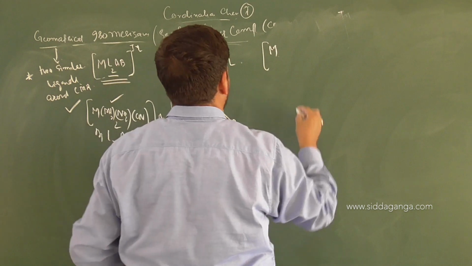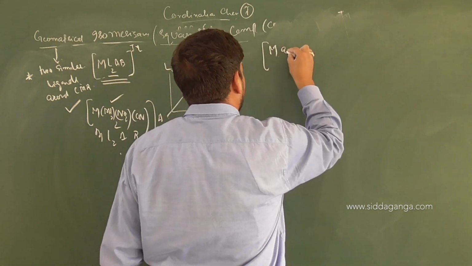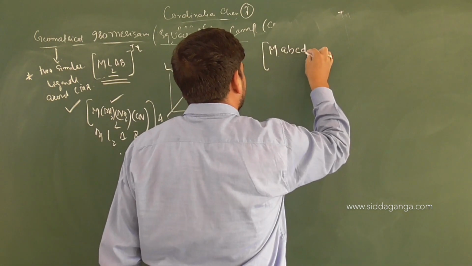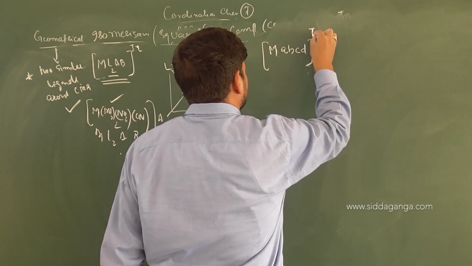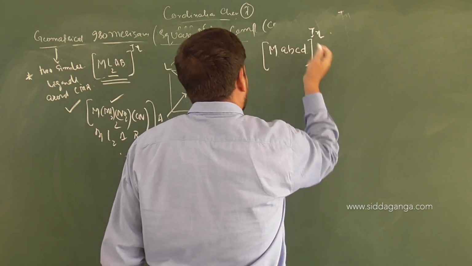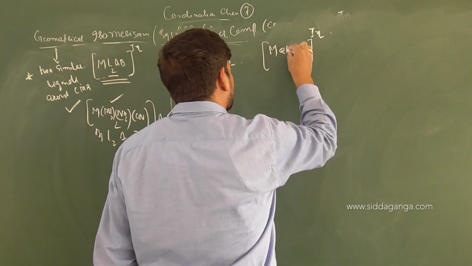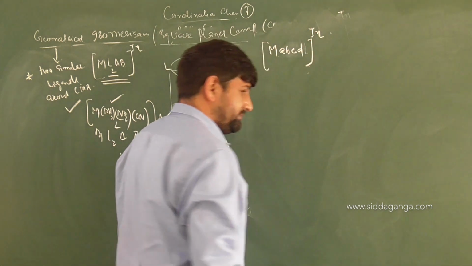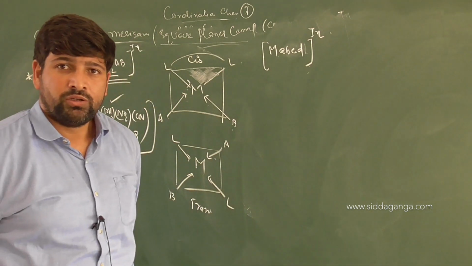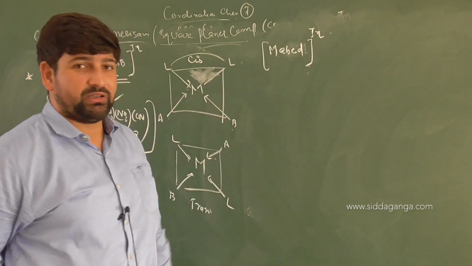Now let me change all four. I have a complex of A, B, C, D, plus or minus n. Right, an A, B, C, D type of complex. So whether geometrical isomerism is possible in this case or not?